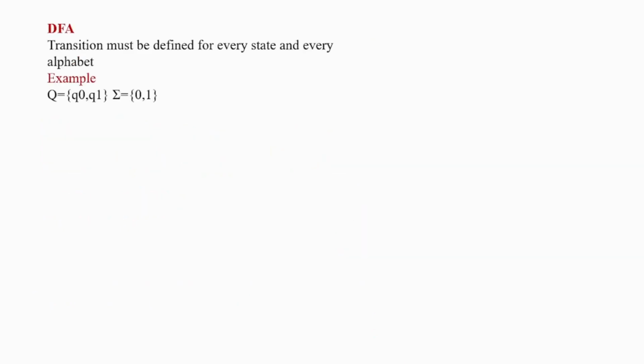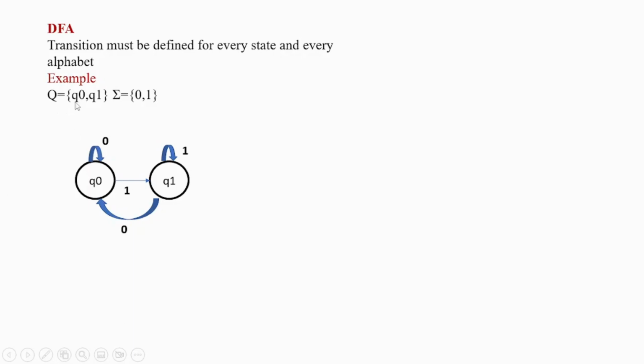So what is the major difference between DFA and NFA? In case of DFA, all the transitions must be defined for all the alphabets. For example, here we have two states Q0, Q1 and two alphabets 0 and 1. From state Q0, the transition is defined for both 0 and 1. And the same way from state Q1, transitions are defined for both 0 and 1.